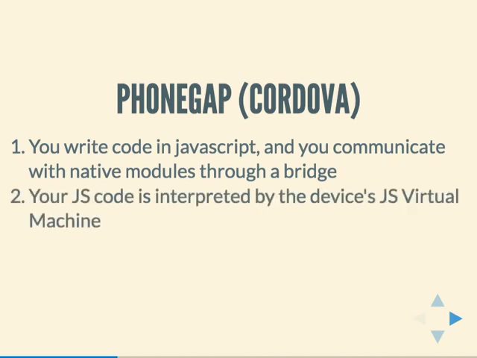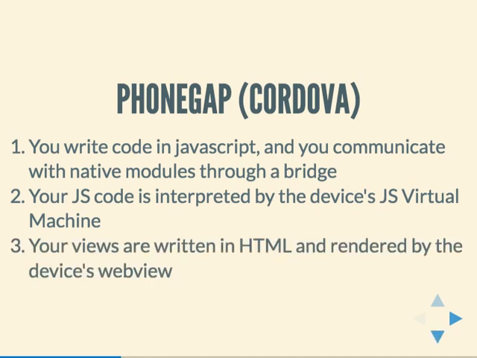The second one is your JavaScript code is interpreted by the device's virtual machine. On Android, it's their own JavaScript machine, and on iOS, it's JavaScriptCore. And at the end, your views are just written in HTML, and everything is rendered by the device's web view, which in some cases is modular, but in some cases not. For example, lower versions of Android cannot switch out the default web view for the Chrome web view, which is something you could do nowadays, but still.